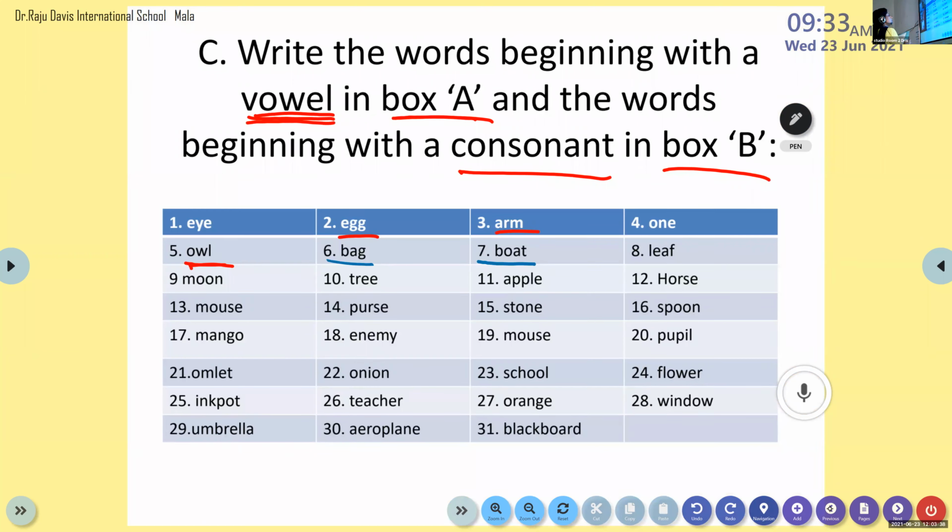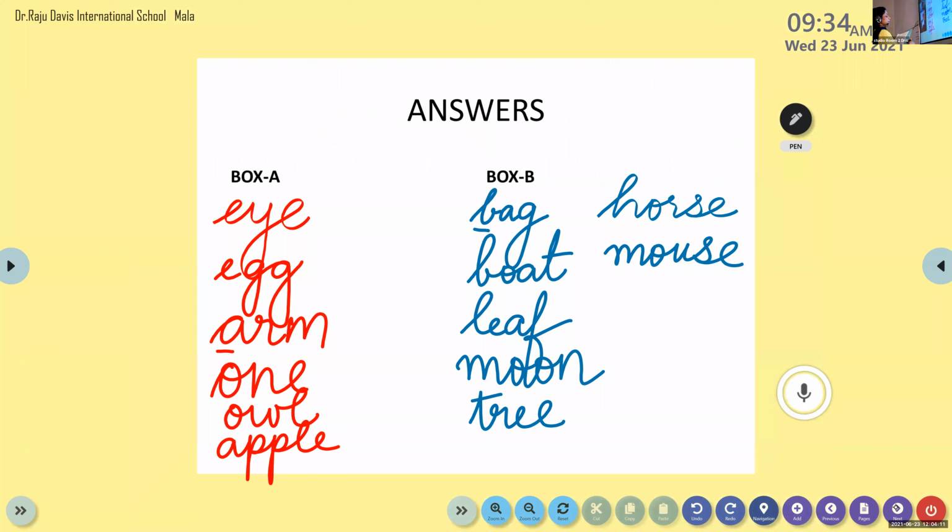How do you pronounce the 14th word, Devananda? Yes? Come on. How do you pronounce the word P-U-R-S-E, Devananda? Purse, P-U-R-S-E, purse. So in which box do we have to write it? Box B. Yes, very good. We have to write in box B. All of you please write it in box B. Purse, okay? Purse or wallet.